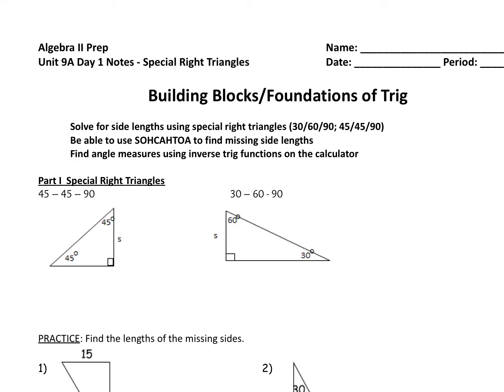In this video, we are going to learn about special right triangles. Our two special right triangles are 45-45-90 and 30-60-90. These are patterns that help us solve triangles with these types of angles.